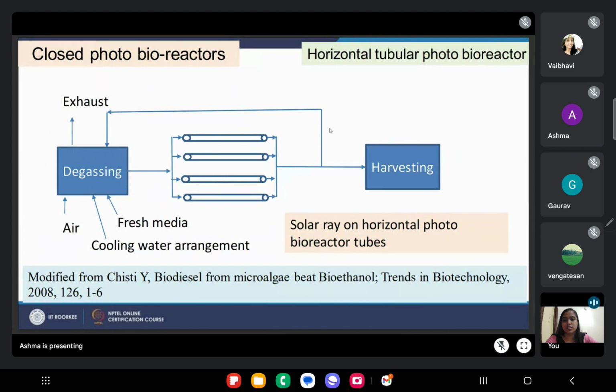So it is a horizontal tubular system in which this blue one is where the fresh media required for algae is applied. This media is applied to this tubular arrangement where microalgae are growing, and then finally the microalgae are harvested from these. These tubes need to be subjected to sunlight for the growth of microalgae.